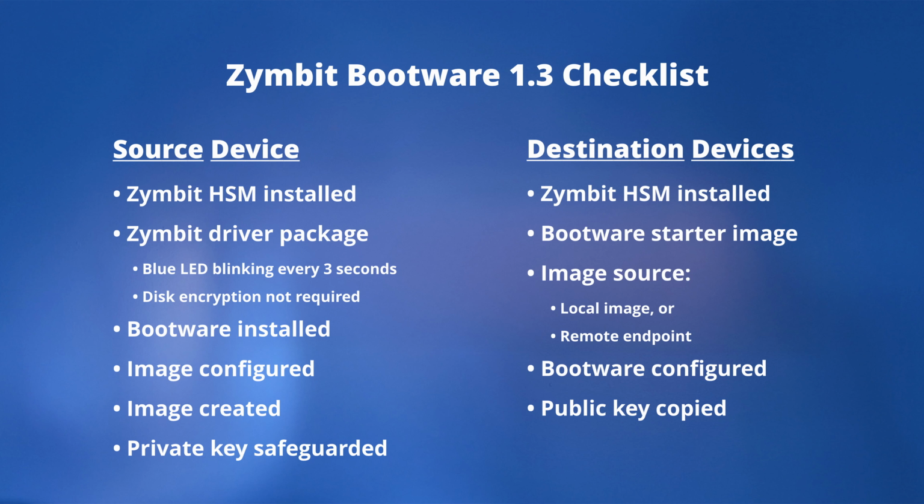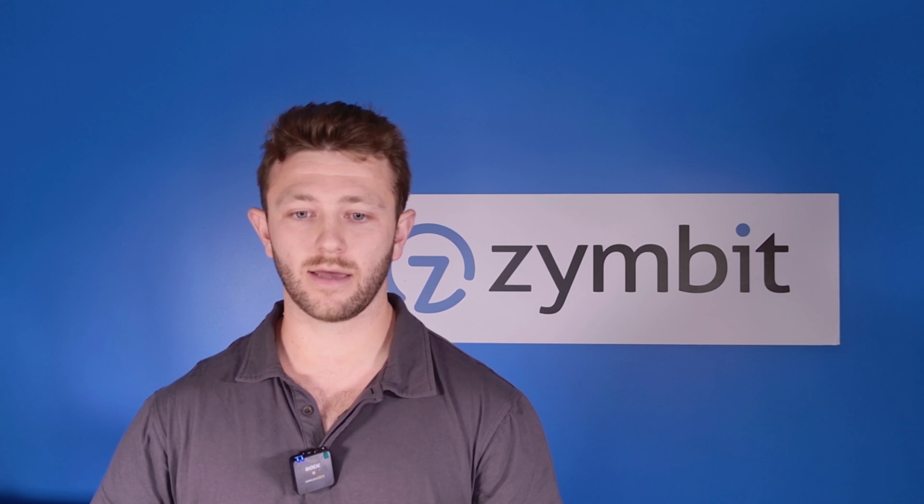On your fleet devices, you'll need a couple things. Number one, you'll need the hardware, so a Zymbit module like we mentioned earlier. You'll need the operating system and an image that already has Bootware software installed. And you will also need the public key to verify the downloads and the updates that are generated on the source device. With that said, let's get started.